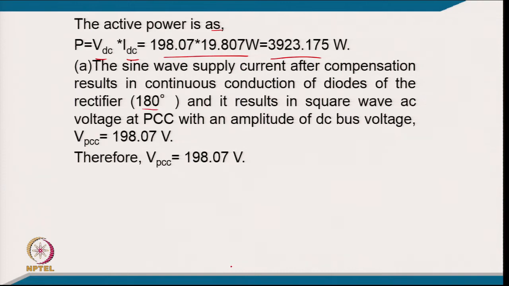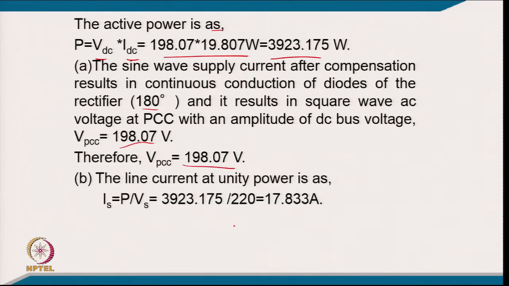And now the sine wave supply current after compensation results in a continuous conduction of diodes of the rectifier for the duration of 180 degree, and it results in a square wave AC voltage at PCC with the amplitude of DC link voltage of 198.07. So, therefore, PCC voltage will be a square wave of RMS voltage 198.07 volt, and the line current at unity power factor is P upon Vs. That is the active power which we calculated, used for charging, divided by 220 volt. So, it comes 17.833 ampere RMS.